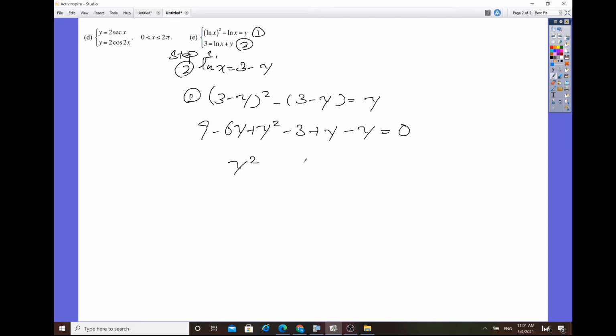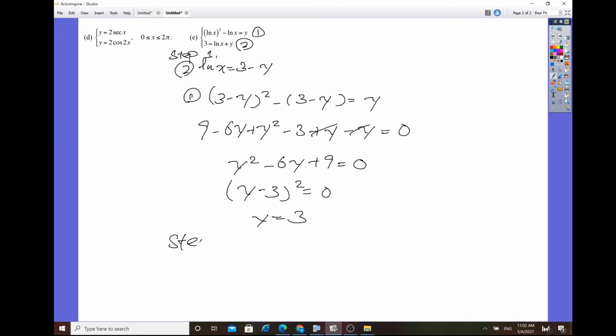So we do have y squared. So negative 6y, 3y, negative y cancel, so minus 6y. And then plus 9, so that equals 0. And try to factor this one, so y minus 3, quantity squared, equals 0, so y equals 3. So one thing that we notice, y is 3.